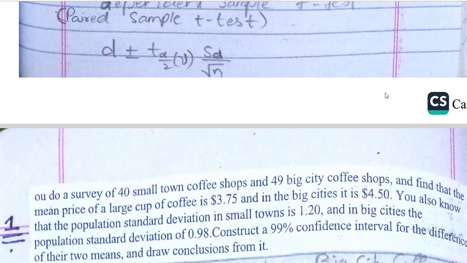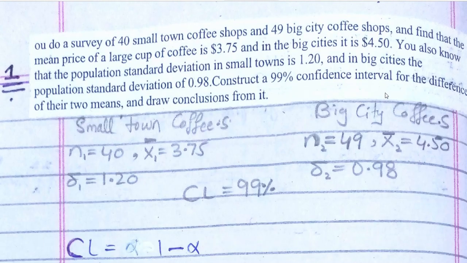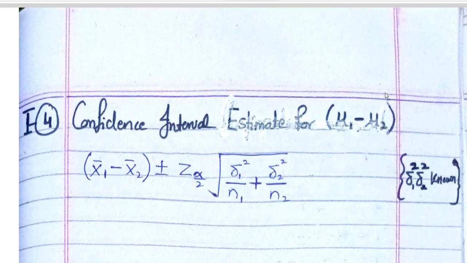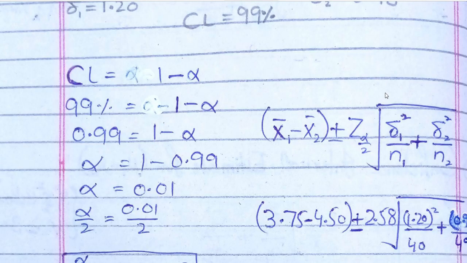You know the population standard deviation. Here the population standard deviation is known, which is 1.20 for small towns, so sigma 1 is 1.2, and for big cities the population standard deviation is 0.98, that is sigma 2. So sigma 1 and sigma 2 are both given. Construct a 99% confidence interval. Once we have the data, when sigma 1 square and sigma 2 square are both known, we use this first formula.